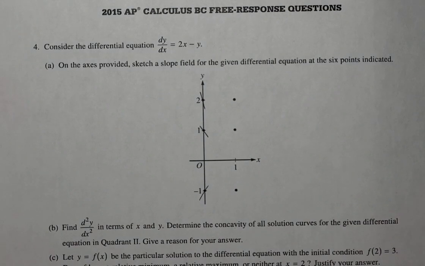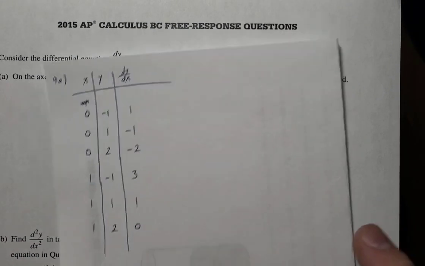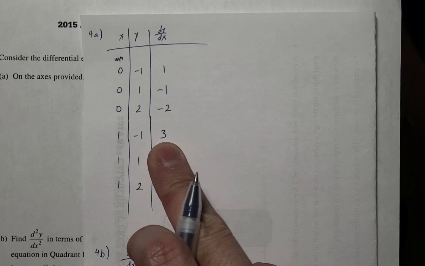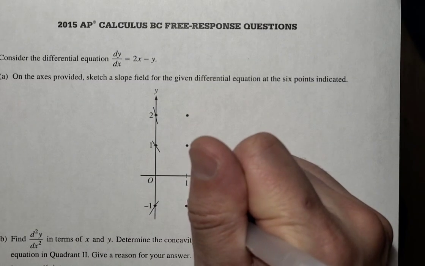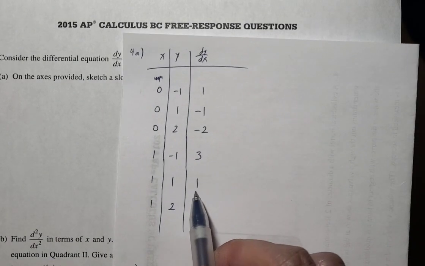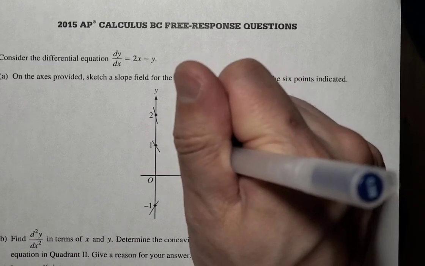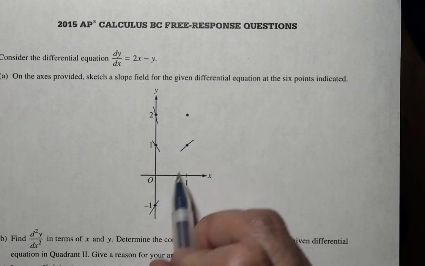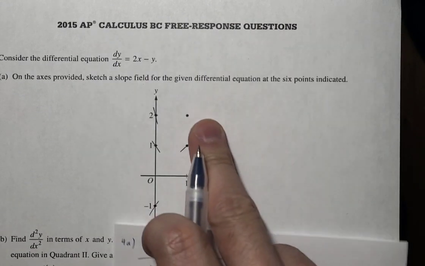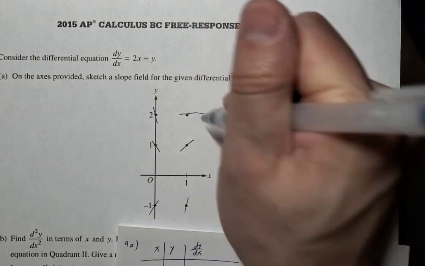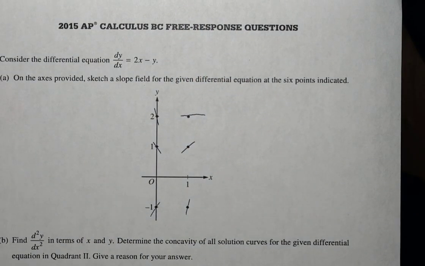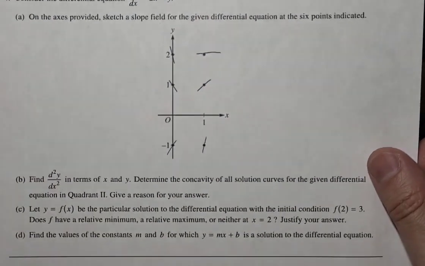Steeper. All right, now over here, this point is 3 for dy/dx, so let's draw it quite steep, okay? The next one is 1, so let's draw it kind of matching this one. And then this one is a slope of 0, so let's draw a flat line, okay? Good enough sketch. All right, that's how we do that one.